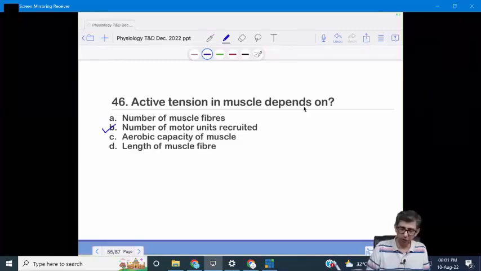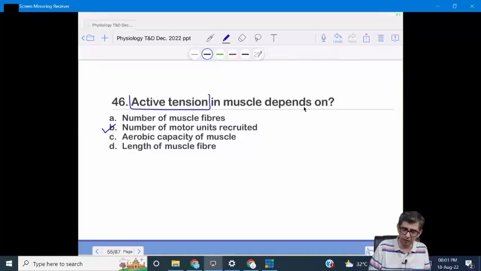The meaning of the word active tension is that the more work you do, the more the muscle is used.